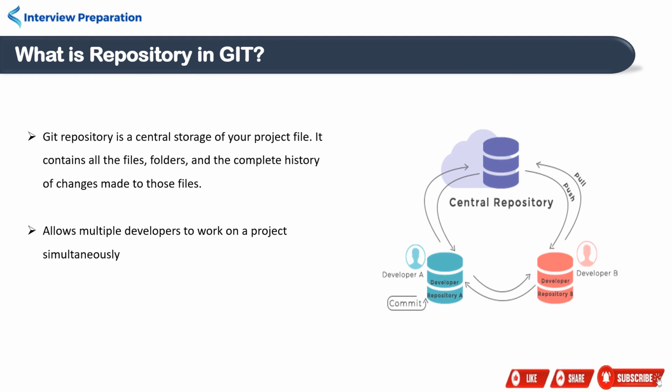It allows multiple developers to work on a project simultaneously. In this example, two developers will work on different files. Once development is done, they can commit the changes so that they will be available to all other developers.